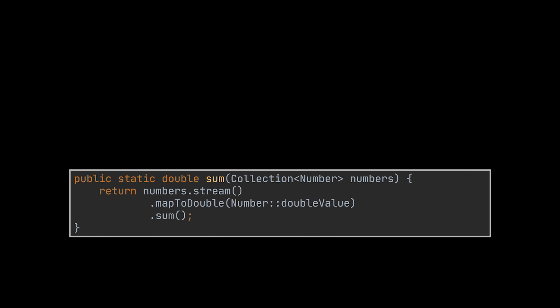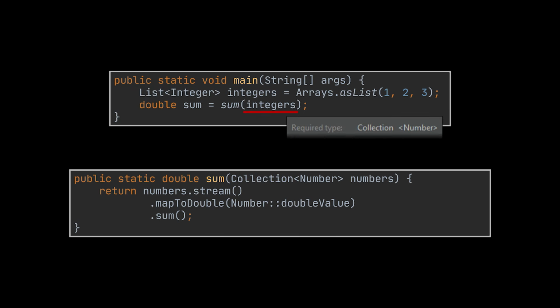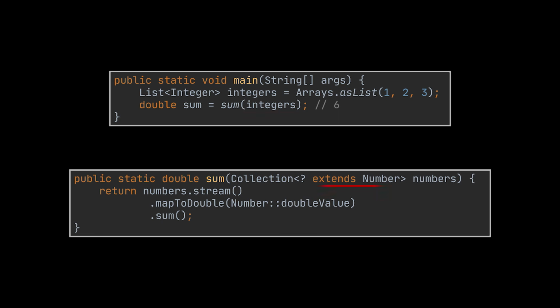Now, as we previously established, collections are invariant, so if we try to pass into the method a list of integers or doubles, our code will not compile. In this case, the extends wildcard is the answer. As you see, the compiler is now happy and allows us to pass a collection of a subtype of number.